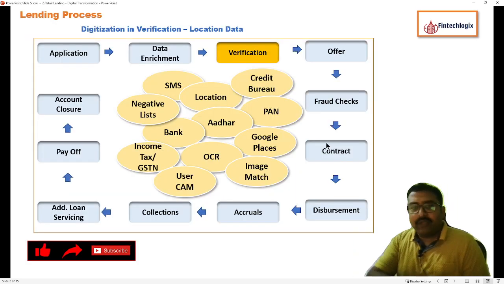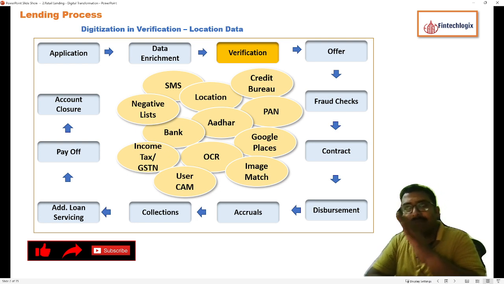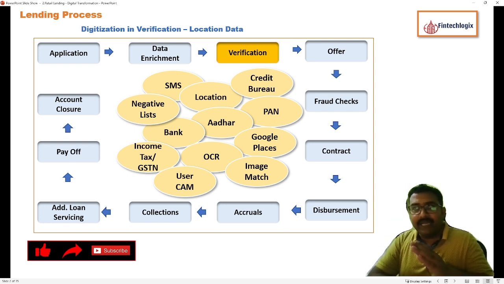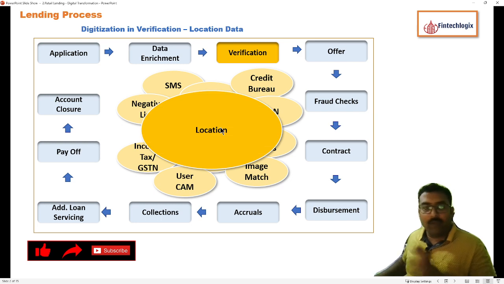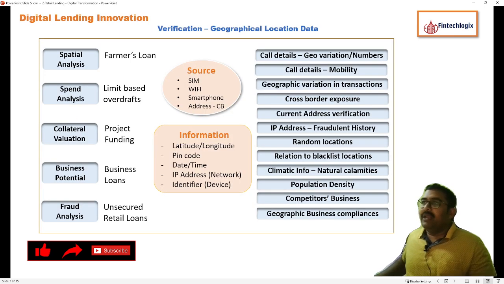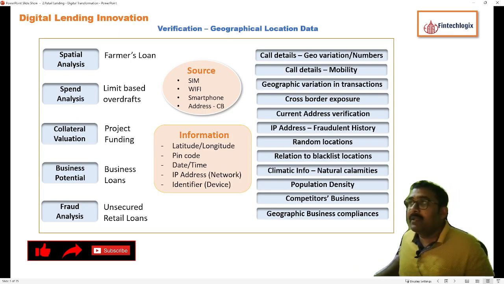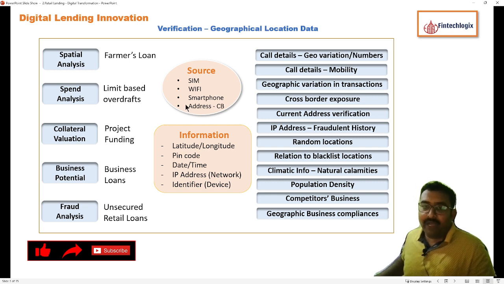Now, just to give you a recap, we have talked about this simplified digital lending process, and the highlighted one is verification. We have talked about so many data points for doing verification, and location is one of them. Now let's look at the source of our location data.